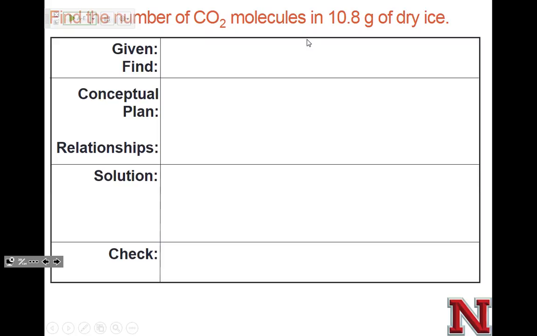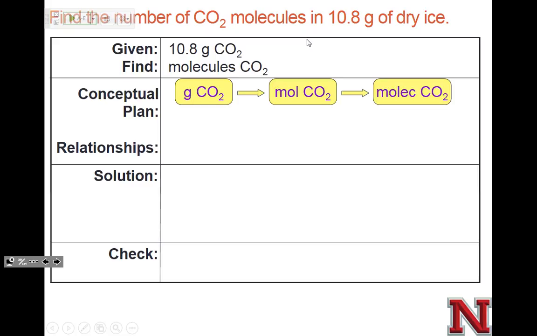So we're given our grams, 10.8 grams of carbon dioxide, and we want to find our molecules. So we can calculate our moles using our periodic table, and then we can convert that to molecules.